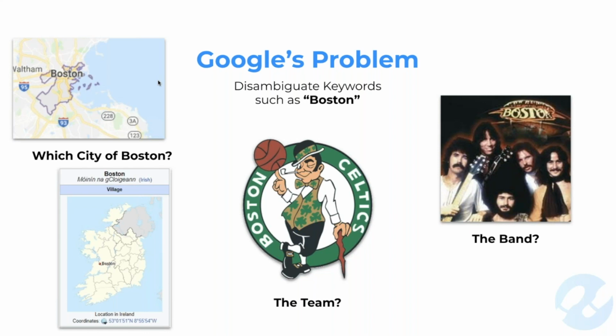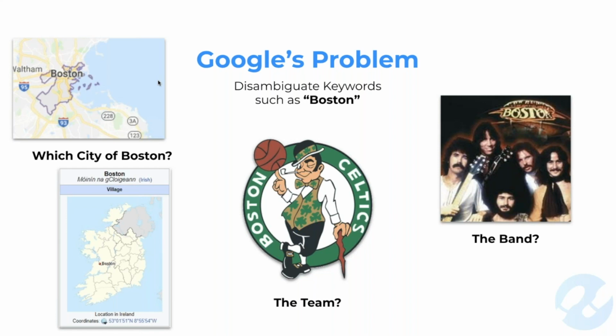But there was still a problem that Google had: they still didn't understand the meaning of the content. They didn't get the semantics of it. For example, the disambiguation of keywords such as Boston. If a search user typed in Boston, what does that mean? Are we talking about one of the 20 plus cities named Boston? Are we talking about the Boston Celtics? Are we talking about the band Boston, right? The best band.